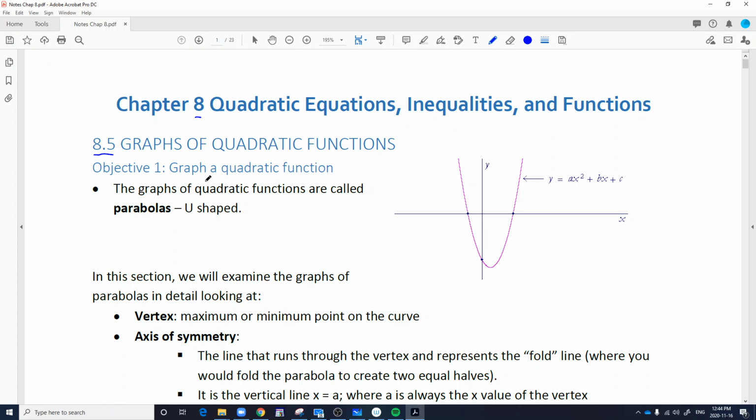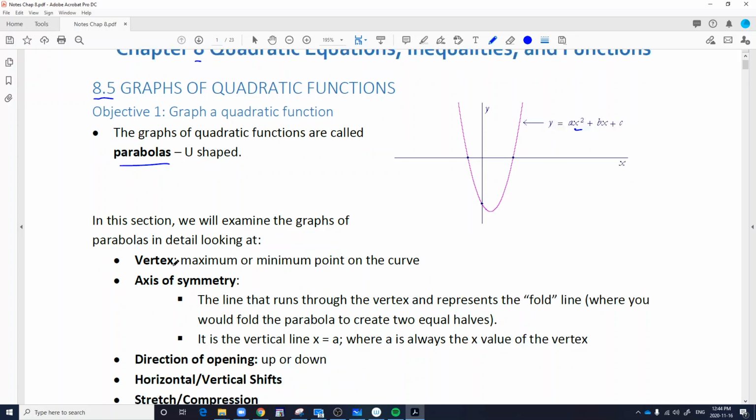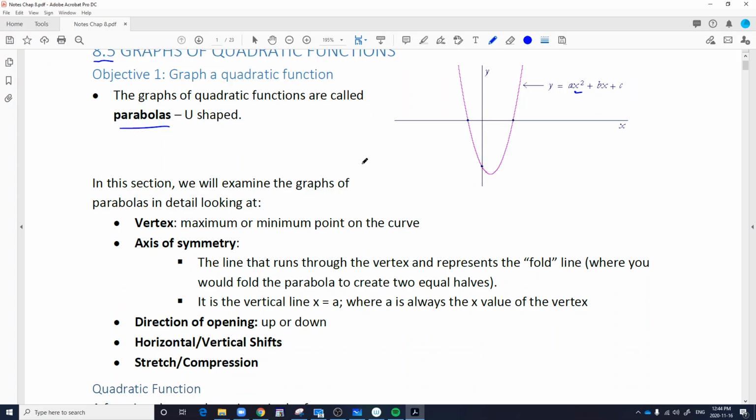So you've already done this using a table of values. We know that when the highest exponent is 2, we get this U shape, which is called a parabola. In this section, we're going to examine the graphs of parabolas, looking at a few specific details. Number 1 being the vertex. The vertex is the absolute minimum, or if your parabola is opening down, maximum on the graph. So this is your vertex. It's an ordered pair (x, y). Same thing here. This is your vertex. It would be an ordered pair (x, y).